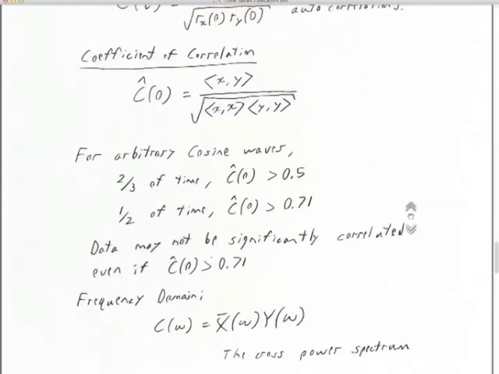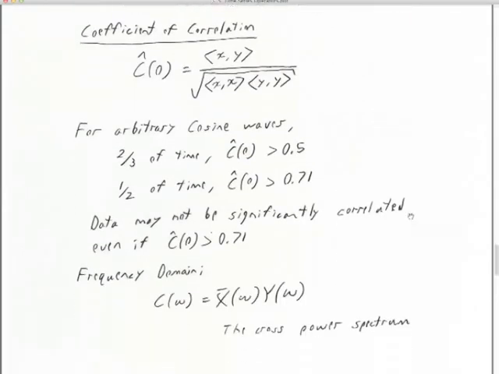Now in the frequency domain, as you might imagine from our work with the autocovariance, the cross covariance in the frequency domain, C of omega, is now X conjugate of omega times Y of omega. So we're still taking the complex conjugate of x, but we transform it to the omega domain with a Fourier transform. This is the Fourier transform of x, capital Y is the Fourier transform of y, and we get the cross covariance just by multiplying out these two complex numbers at every frequency omega that we're interested in.